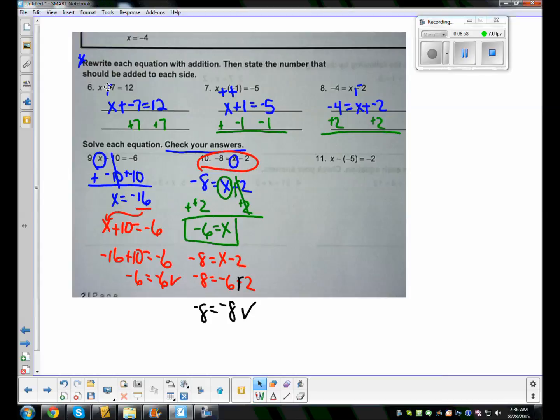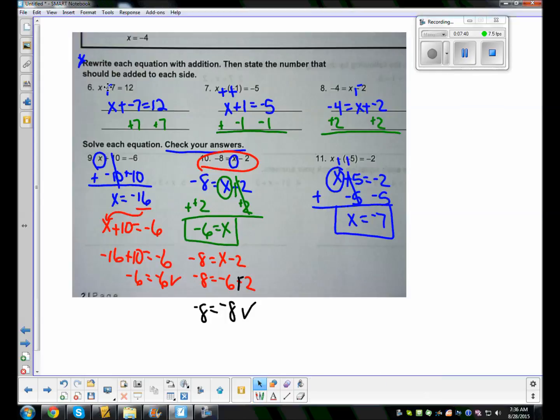Number 11, I'm going to rewrite it as an addition problem by adding the opposite. So I get x plus 5 equals negative 2. I'm going to isolate the variable, and in this case my variable is x. I'm going to add the opposite of whatever is being added to it so I can get it by itself. So the opposite of plus 5 is going to be a negative 5. So I'm going to add negative 5 to both sides to keep it balanced. The x is left alone over here. Negative 2 plus negative 5 is negative 7.